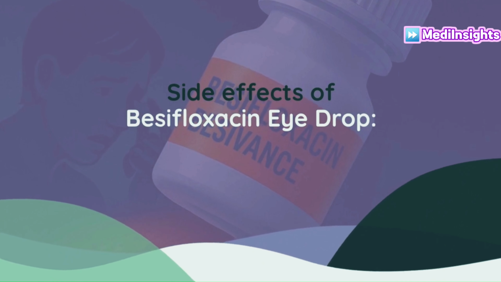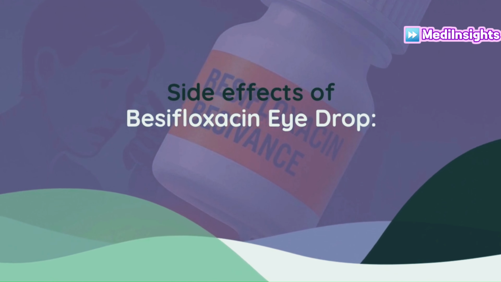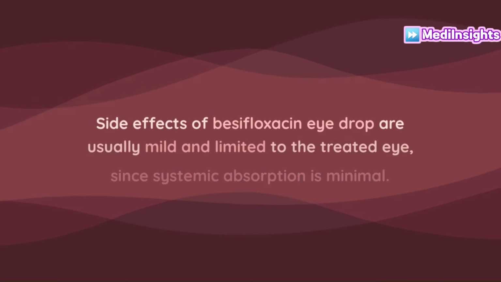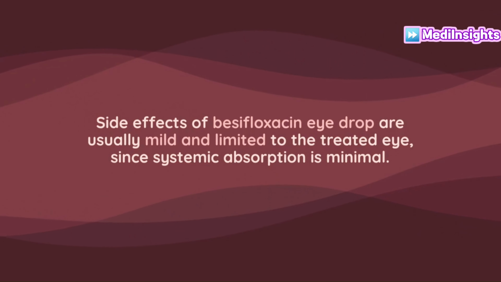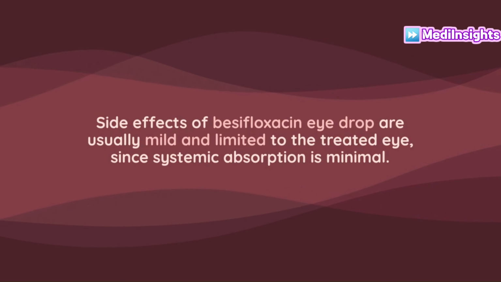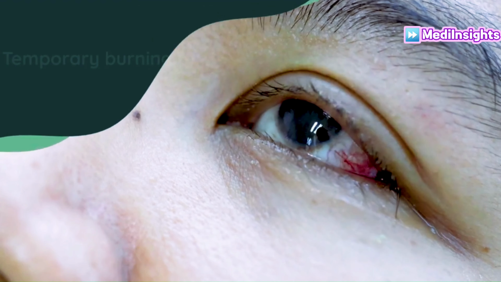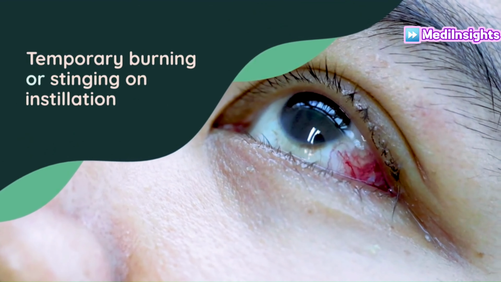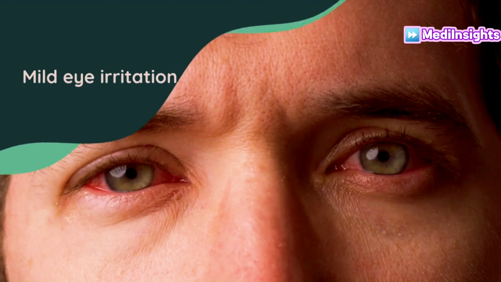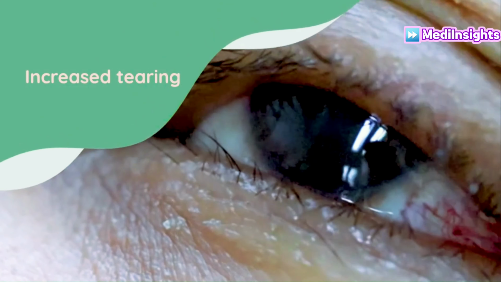Besifloxacin can have side effects. Here are the common ones. Side effects of Besifloxacin Eye Drop are usually mild and limited to the treated eye, since systemic absorption is minimal. The most commonly reported local reactions include temporary burning or stinging on instillation, mild eye irritation, and increased tearing.